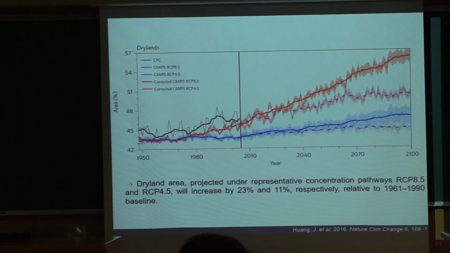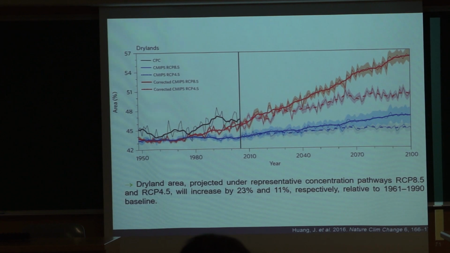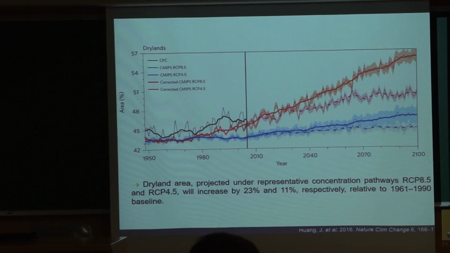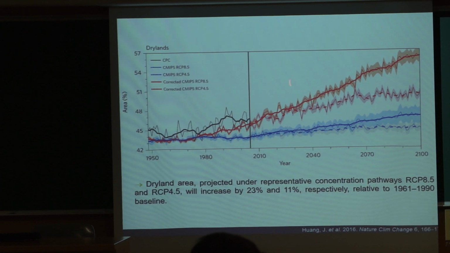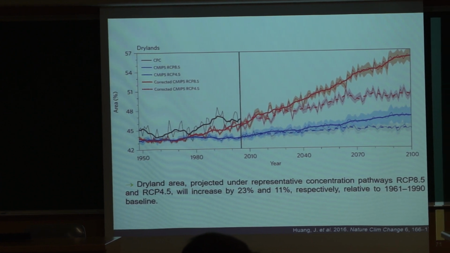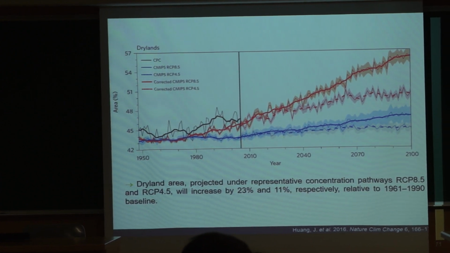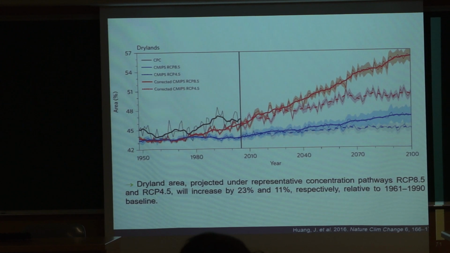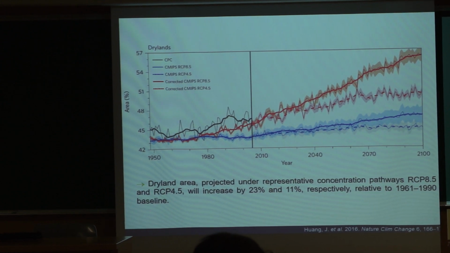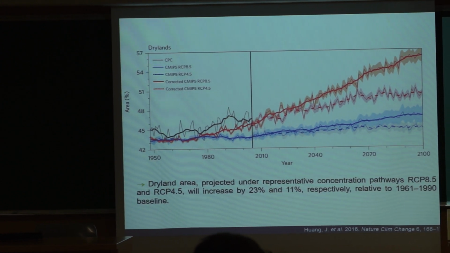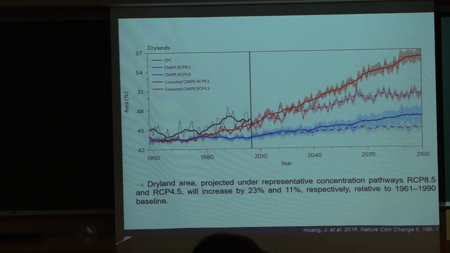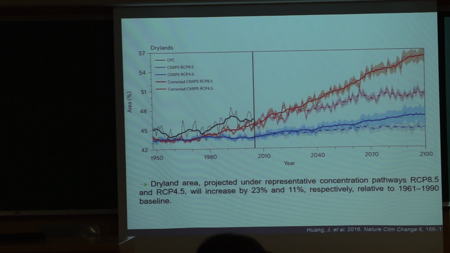Drylands are important today, but are going to be even more important in the future. If we believe the latest forecast from the IPCC and the latest simulation models, they predict that by the end of this century, the global extent of dryland area will increase between 11 and 23%, depending on the emission scenario that we consider. So drylands are very important today and are going to be even more important tomorrow.